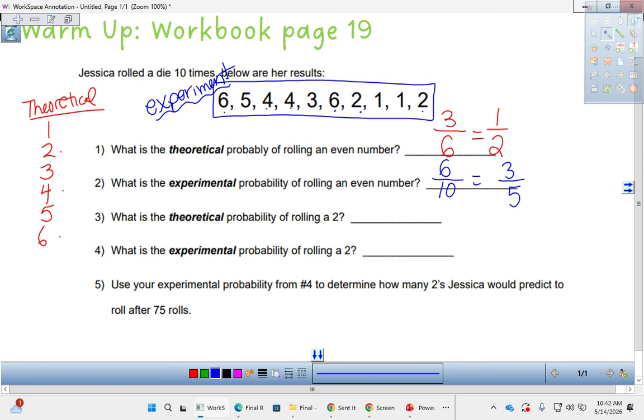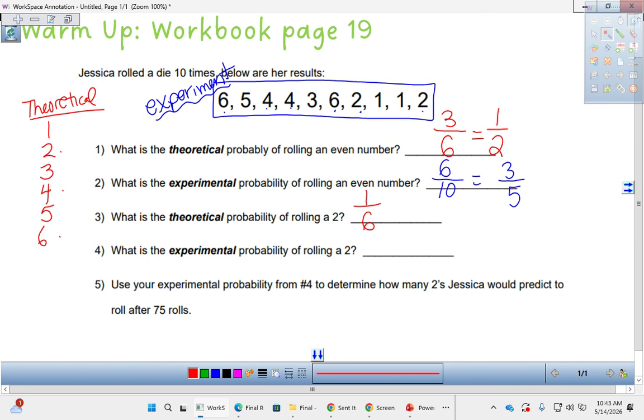What's the theoretical probability of rolling a 2? So I'm going to look at this data. How many 2s? 1, right? Sometimes that's tricky because the kid wants to put 2 out of 6 because the number's 2, right? But it's how many number 2s are there. 1 number 2 out of 6 total numbers.